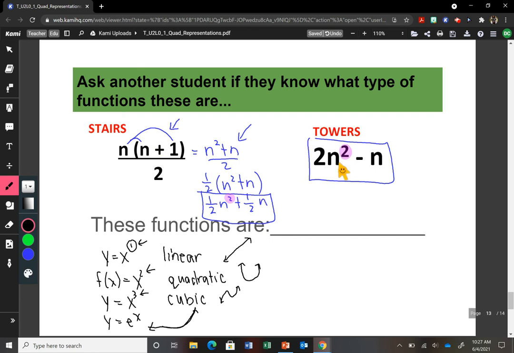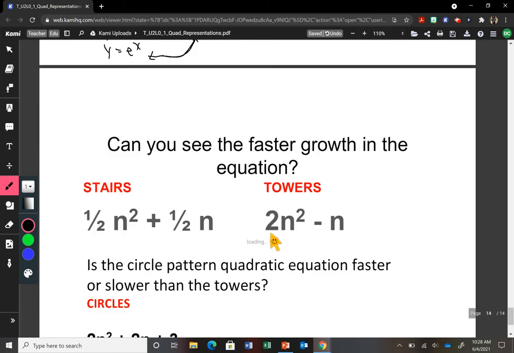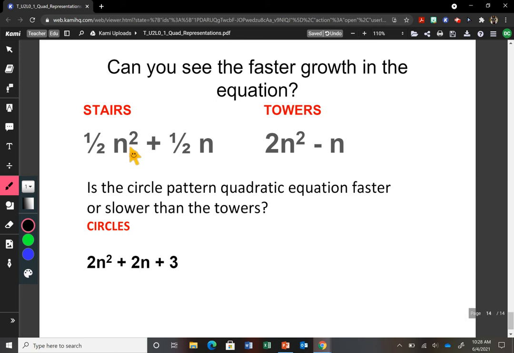So knowing that we have a degree 2 polynomial here, that means it is a quadratic. All right, so knowing that these are all quadratic. This is the one we found for the circles. This is the stairs. This is the towers. So which one of these patterns is growing the fastest? I know here it says, is the circle pattern quadratic equation faster or slower than the towers? Well, we just gotta look.